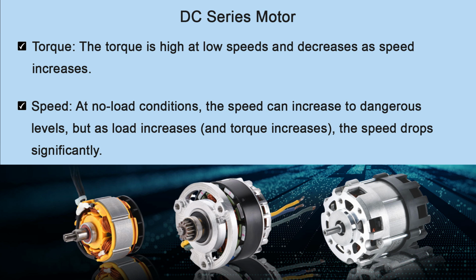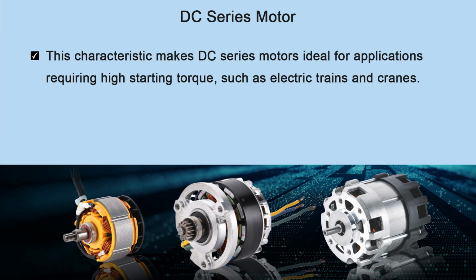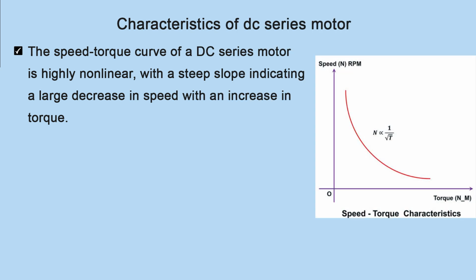Let us see the speed. At no load condition, the speed can increase to a dangerous level, but as load increases and torque decreases, the speed drops significantly. Therefore, this characteristic makes the DC series motor ideal for application where we require a high starting torque, such as electric train and cranes, where we require a very high initial torque. The speed torque curve of a DC series motor is highly nonlinear, which means a steep slope indicating a large decrement in the speed with respect to the increment in the torque.